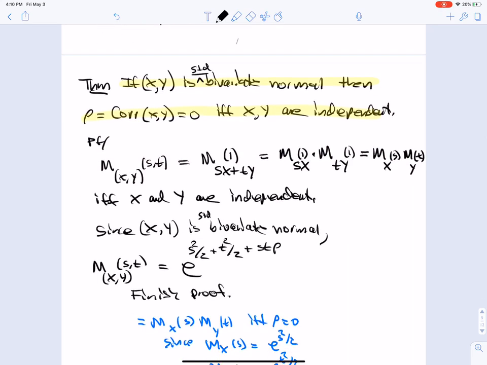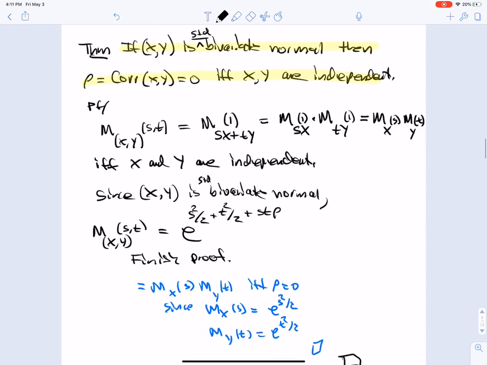So if XY is standard bivariate normal, then the correlation is 0 if and only if X and Y are independent. So in this case, when you have XY standard bivariate, you have equality. You have equivalence. So let's see how that's the case.